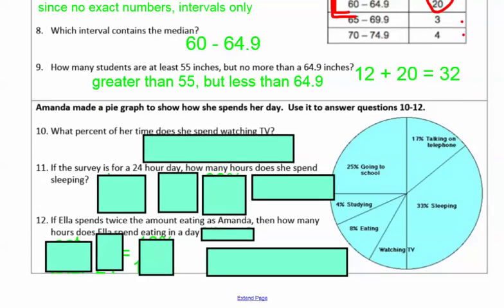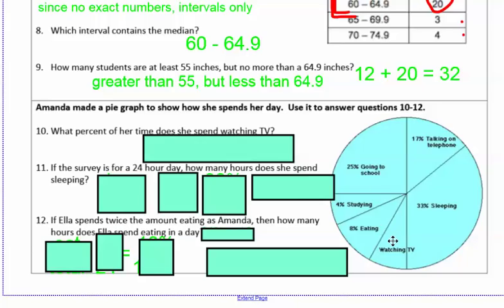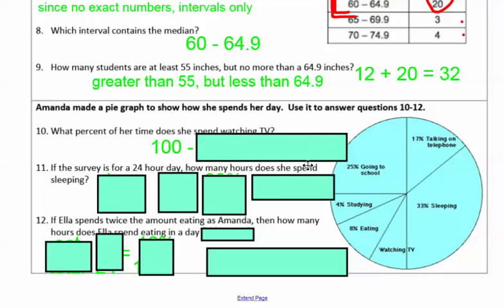All right, our last graph is a pie chart, also called a circle graph. Our first question: this is Amanda, and how she spends her day. It shows what percent she spends sleeping, talking on the phone, going to school, and so on. What percent of her time does she spend watching TV? They didn't give us the percent there. But what do all of these need to add up to? 100%. So it's going to be 100% minus everything else.